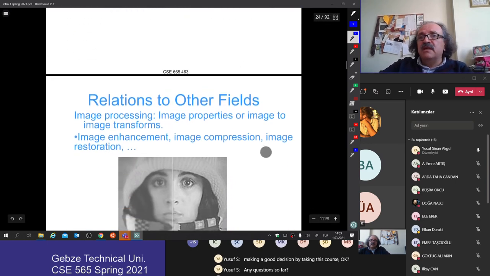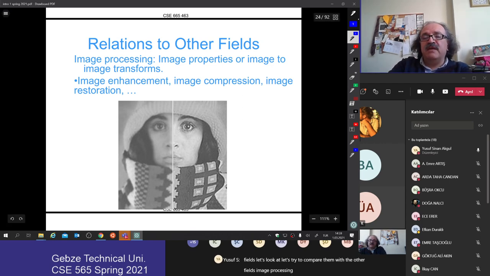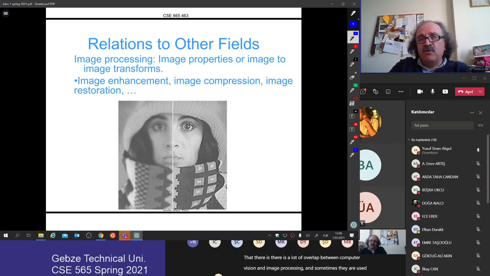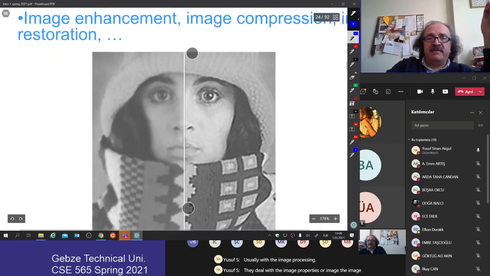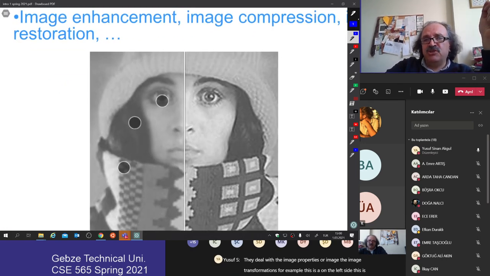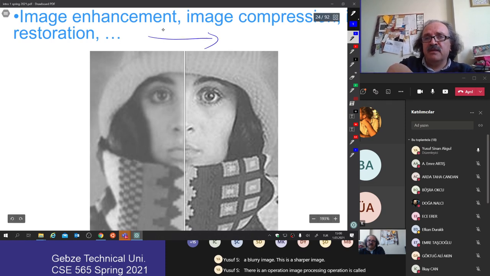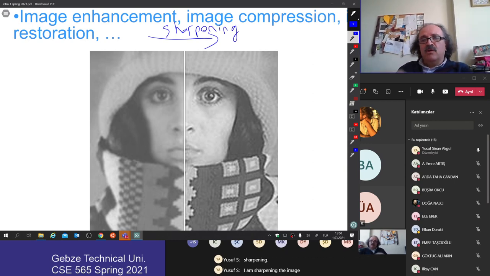Okay, if there are no questions, let's try to define computer vision in terms of other fields. Let's try to compare it with the other fields. Image processing. What is the relationship between computer vision and image processing? There is a lot of overlap between computer vision and image processing, and sometimes they are used interchangeably. Usually with image processing, they deal with image properties or image-to-image transformations. For example, on the left side, this is a blurry image, this is a sharper image. There is an image processing operation which is called sharpening. I am sharpening the image, or I am blurring the image.